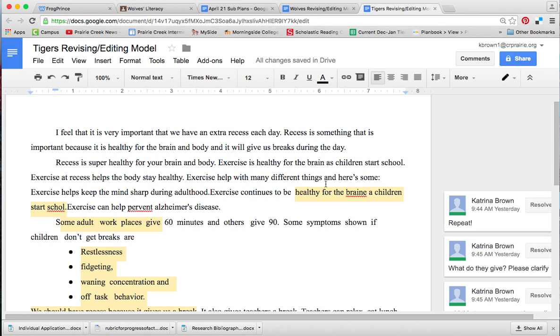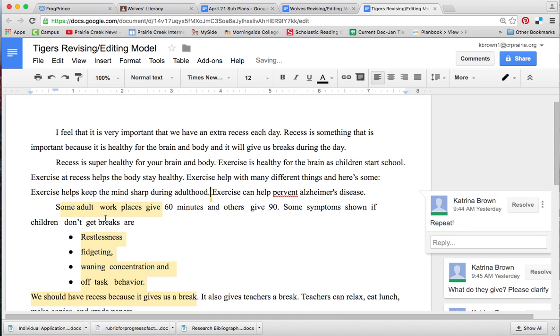Exercise helps with many different things, and here's some. Exercise helps keep the mind sharp during adulthood. Exercise continues to be healthy for the brain as children start school. Oh, I already said this right here. That's a repeat. I'm going to go ahead and get rid of this. Now, sometimes people freak out when they're like, oh my goodness, but all my paper is gone. Well, if your ideas don't connect, you want to make sure you're getting rid of stuff that you don't need.